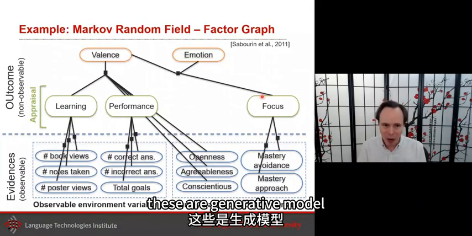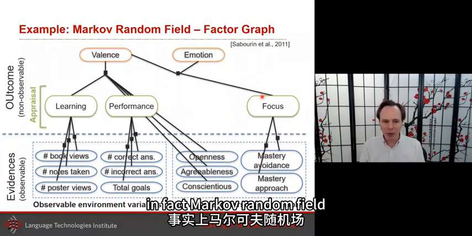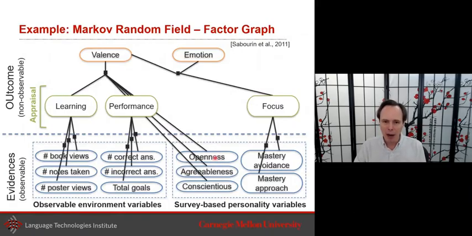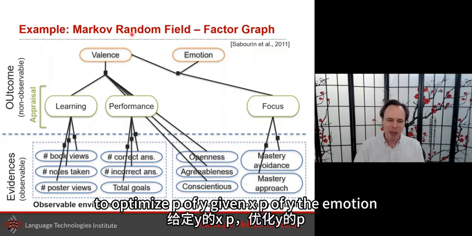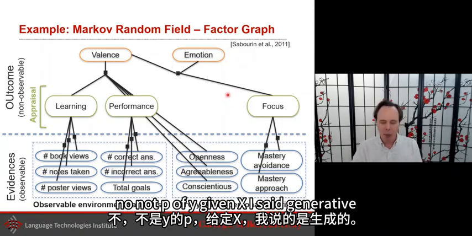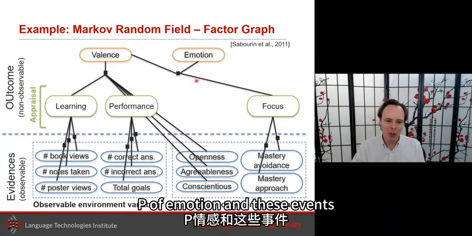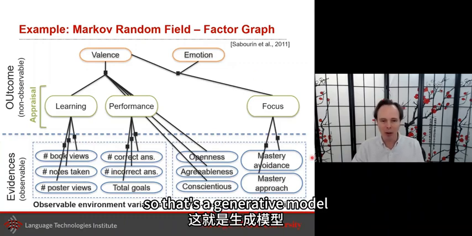these are generative models, in fact. The basic Markov random field, in fact, is designed to optimize P of y given x, no, not P of y given x, I said generative. So P of y comma x. So P of emotion and these events. So that's a generative model.